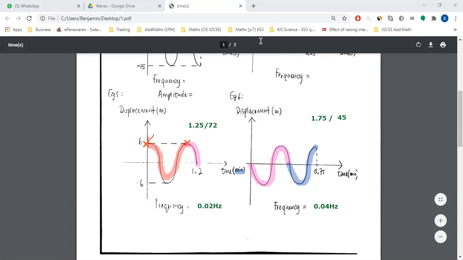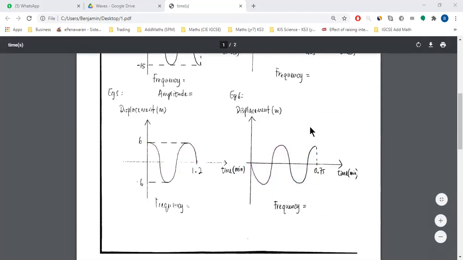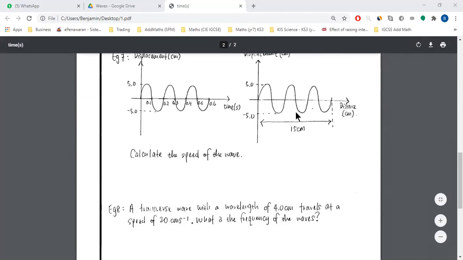So next one is to calculate speed of the wave. Speed of the wave. Example 7.